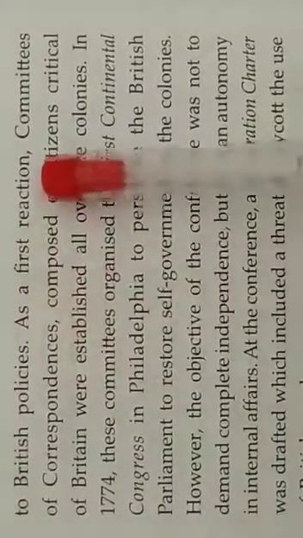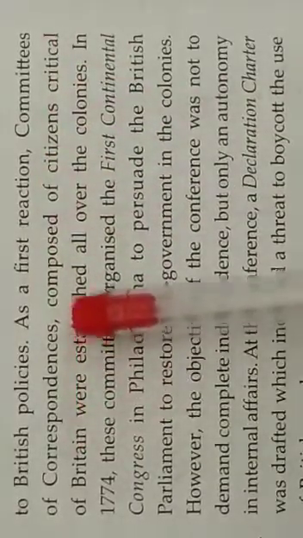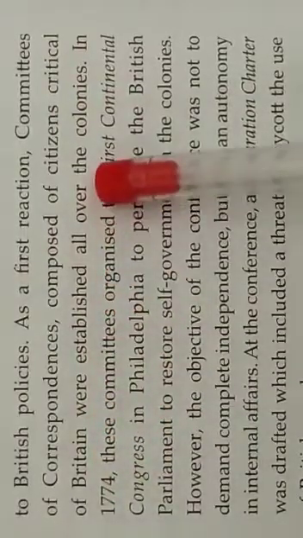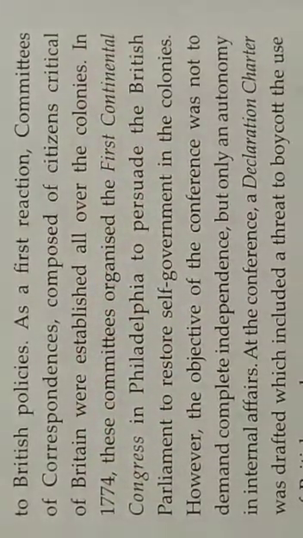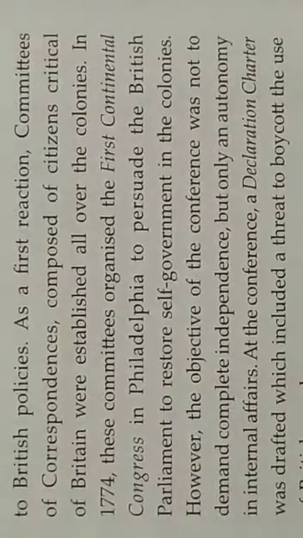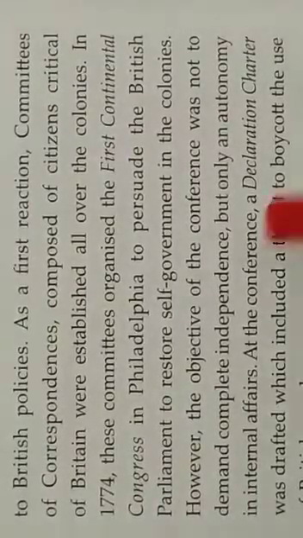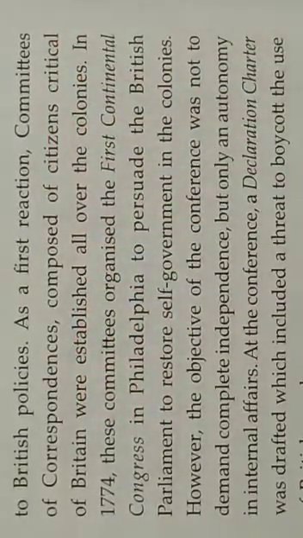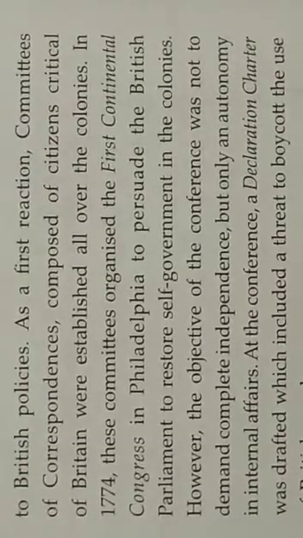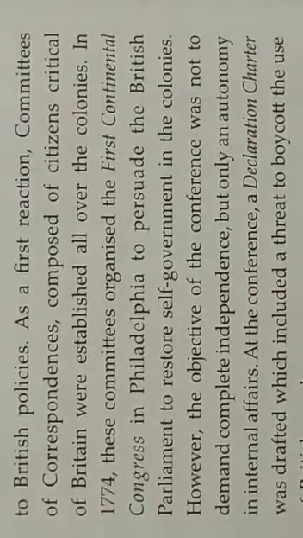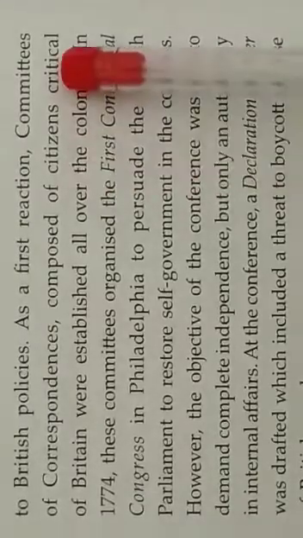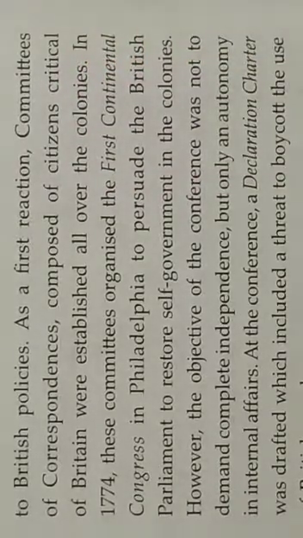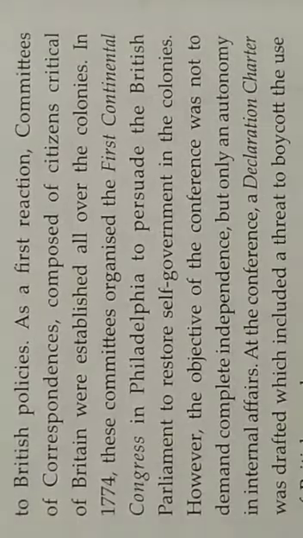As a first reaction, committees of correspondence composed of citizens critical of Britain were established all over the colonies. So the Americans began to oppose and revolt in many ways, and the first reaction was the formation of the committees of correspondence. It was an organization where a group of leaders from all 13 colonies formed this committee, and these leaders criticized Britain. They were against the British.